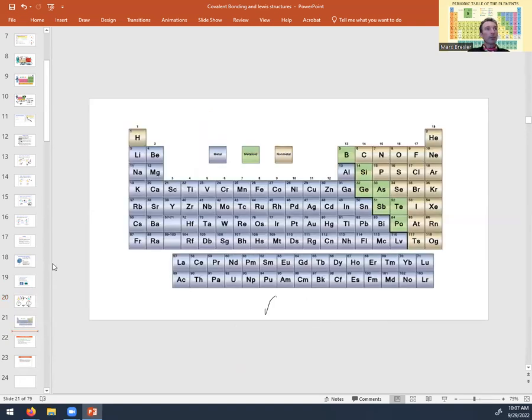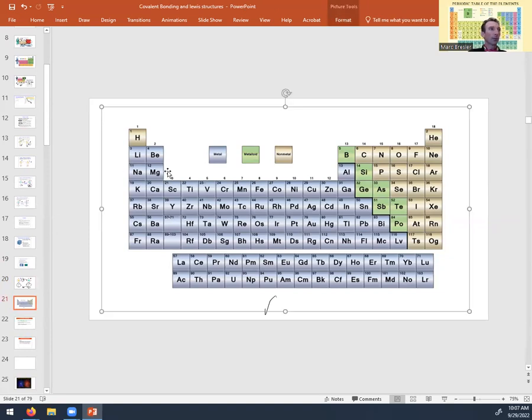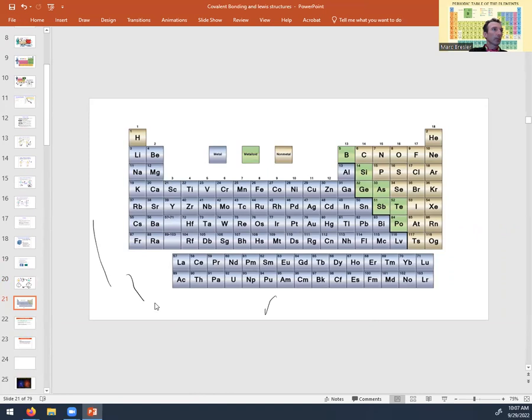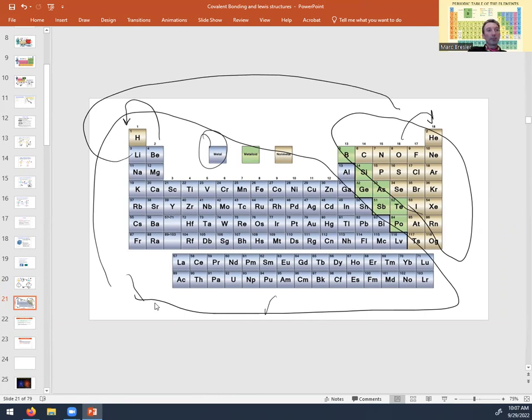Okay, so here's the periodic table again. You can see here the metals over here on the left, and the non-metals are on the right. So there's the metals, and then the non-metals. So the non-metals tend to gain electrons, becoming like the noble gases, and the metals tend to lose electrons, becoming like the noble gas in the previous row.